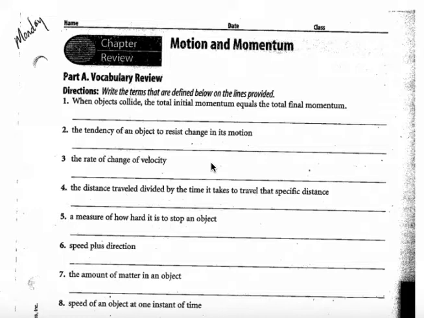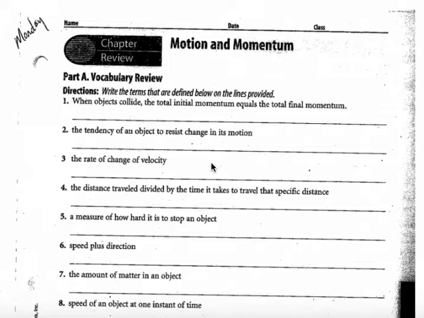The directions tell us to write the terms that are defined below on the lines provided. I'll read the definition, and we're looking to fill in the term that matches that definition. Number 1. When objects collide, the total initial momentum equals the total final momentum. That would be the law of conservation of momentum.